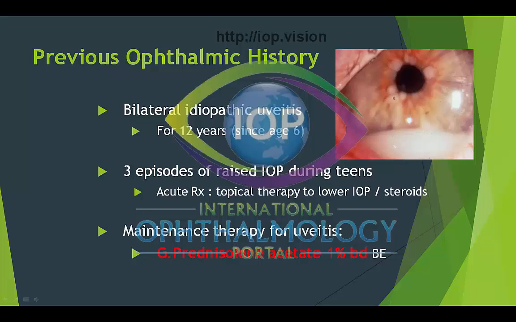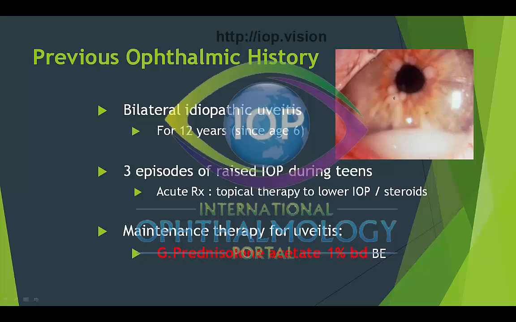When we dug deeper into his previous ophthalmic history, we managed to gain some information from the previous units, and he'd had a diagnosis of bilateral idiopathic uveitis for 12 years since he was 6 years old. This had been fully investigated twice previously with no underlying systemic cause found. In particular, there was no evidence of juvenile idiopathic arthritis, TB or sarcoid.